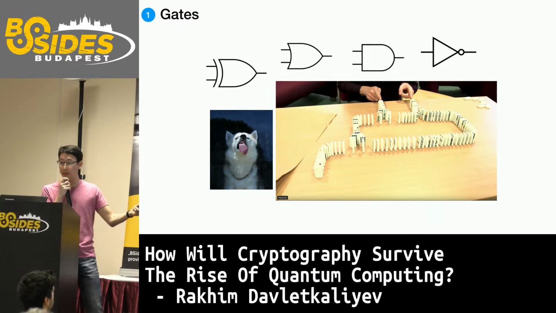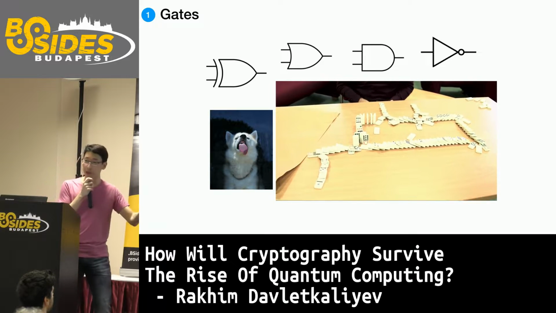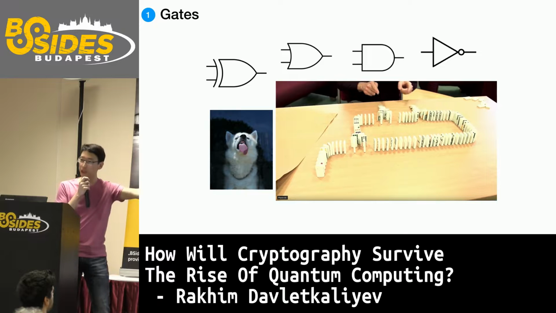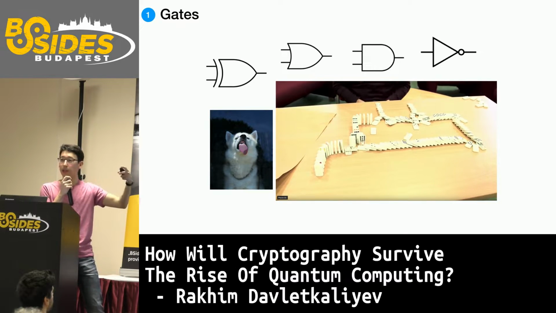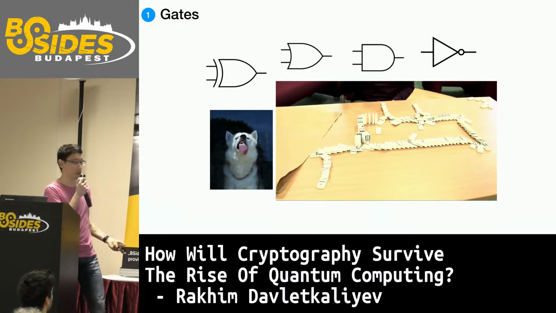Here's an AND bit implemented with dominoes. So this guy pushes 2 things, which means 1, 1, and the answer is also 1. Falling down means 1. But if he pushed only 1, left one or the right one, the answer would be 0 because 0 and 1 is 0.